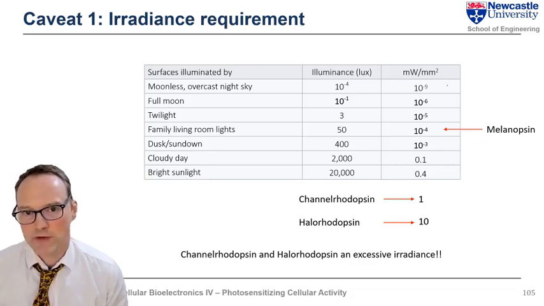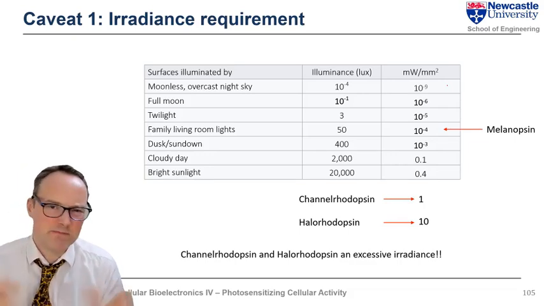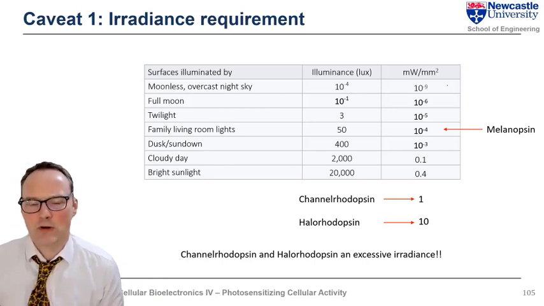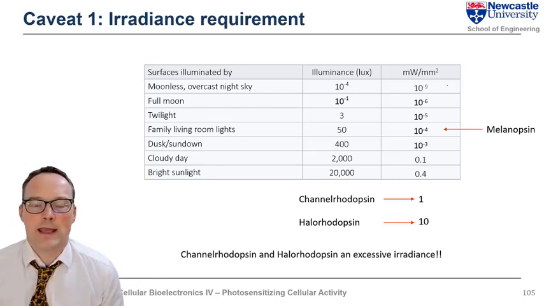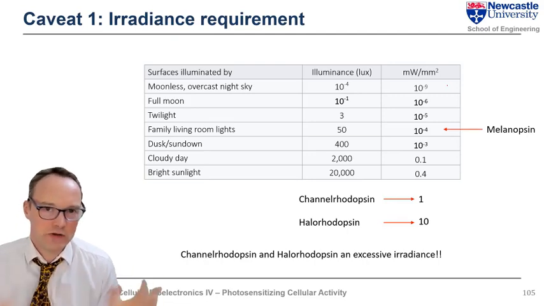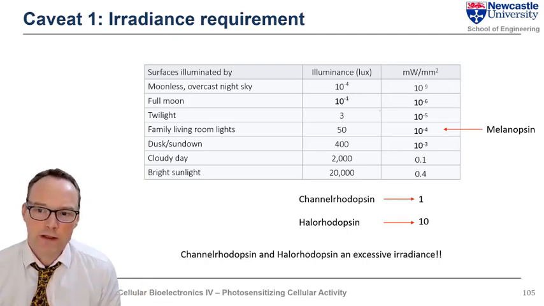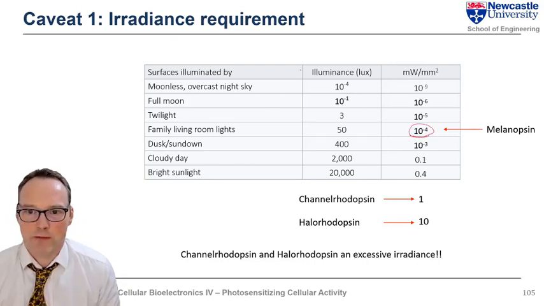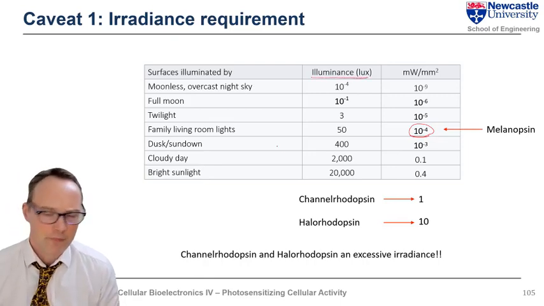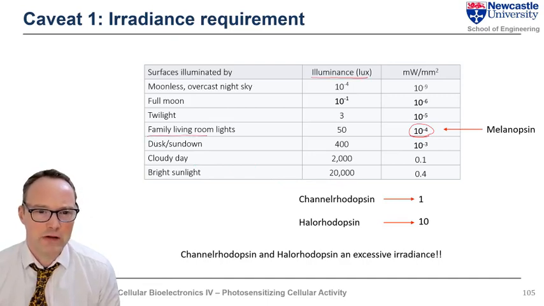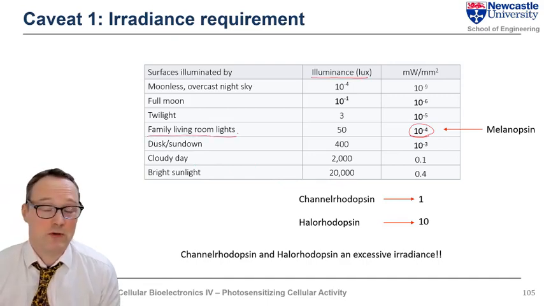Let's go back first of all to this light requirement. These milliwatts per square millimeter, etc. What does that mean in terms of actual values that you may understand? Well, the melanopsin sensitivity is about here, which, if you convert the milliwatts per square millimeter into luminance, lux, it's about at the level of a dull, actually that's a pretty bright family room.